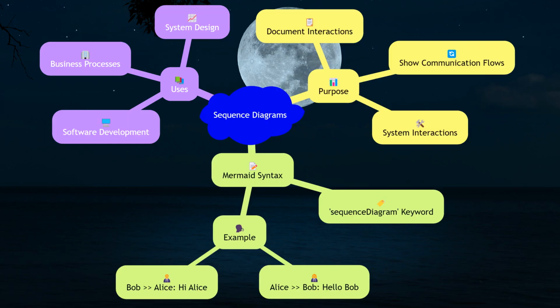Sequence diagrams are used to illustrate interactions between different components or actors in a system. In Mermaid, you can create sequence diagrams using the sequenceDiagram keyword followed by the interactions. For example, Alice->>Bob: Hello Bob, Bob-->>Alice: Hi Alice, creates a sequence diagram showing a conversation between Alice and Bob. These diagrams are invaluable for documenting communication flows and system interactions.